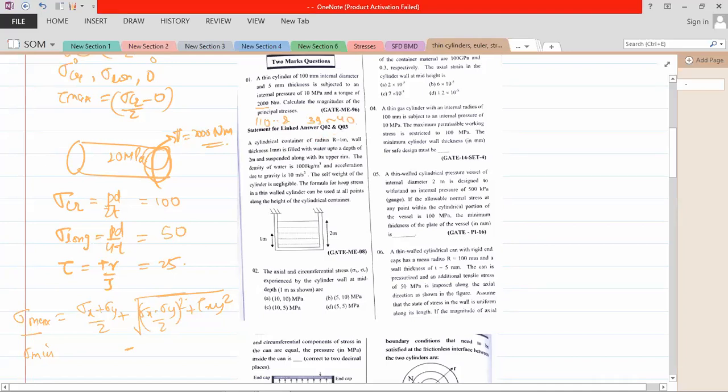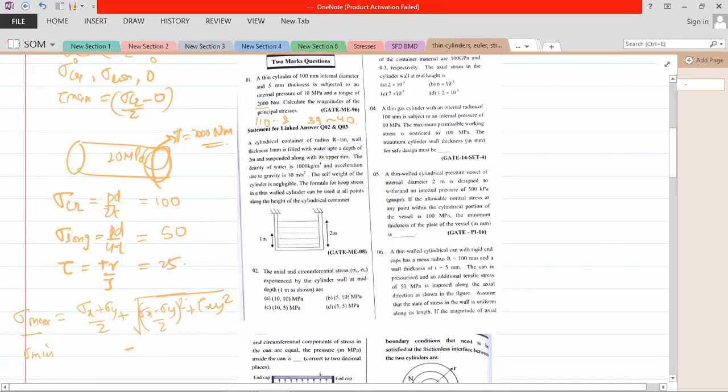Here it is given a cylindrical container of radius 1 meter, wall thickness 1 mm, filled with water up to a depth of 2 meters and suspended along its upper rim. The density and acceleration due to gravity are given, and the self weight of the cylinder is negligible. The formula for hoop stress in a thin wall can be considered at all points along the height of the container. What they asked is the axial and circumferential stress experienced by the cylinder at a depth of 1 meter.